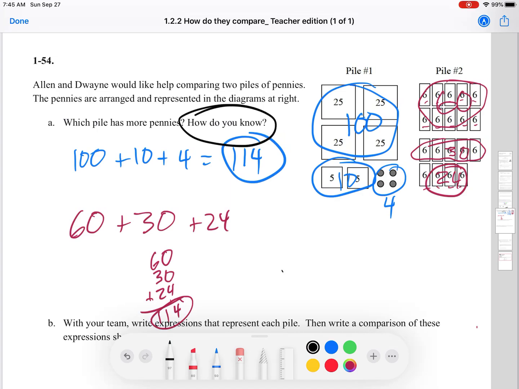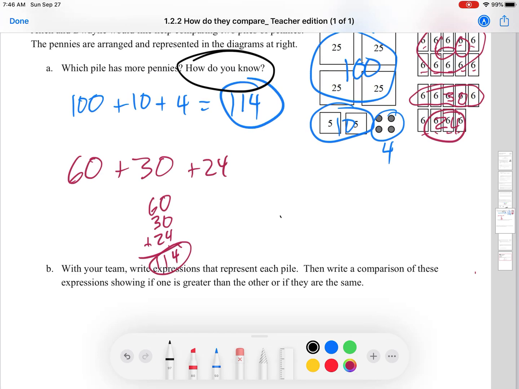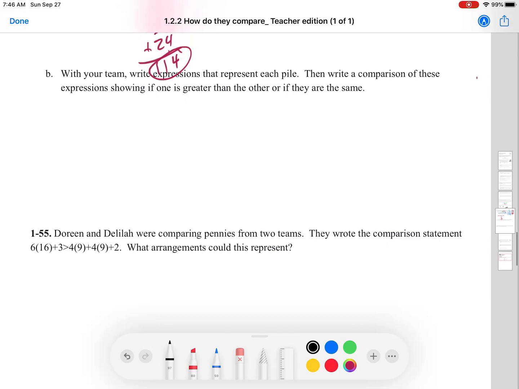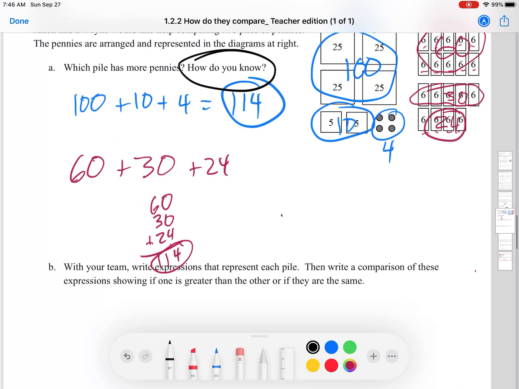Right? So take a second to pause the video and write how you know that it's the same. And I guess we kind of did a lot of those numbers there. All right, you should have written your explanation, and now we're on to part B. With your team, write expressions that represent each pile. Then write a comparison of these expressions showing if one is greater than the other or if they are the same.